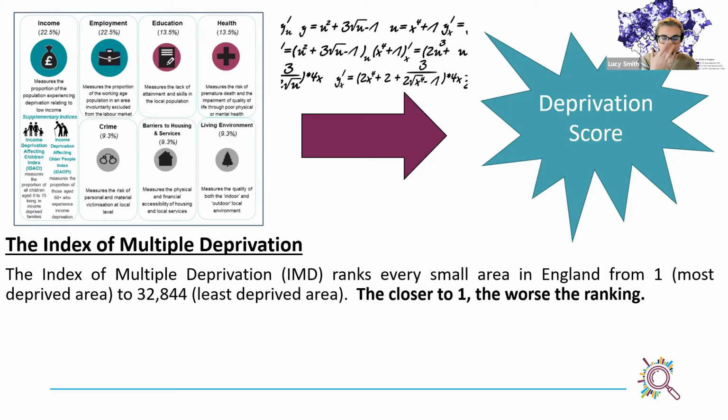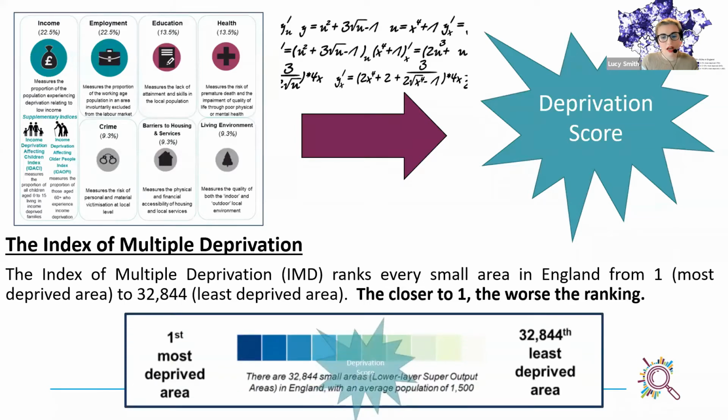It's the same thing for the domains. So the higher the score for the domains, the worse the area has performed. But in terms of the rank, the closer to 1 it is, the worse the ranking. So it can be a little bit confusing, but don't worry, I'll demonstrate how that works. And then you can see that you've got 1 to 32,844, and then that index is plotted comparatively towards other different deprivation scores, and they're on that scale.